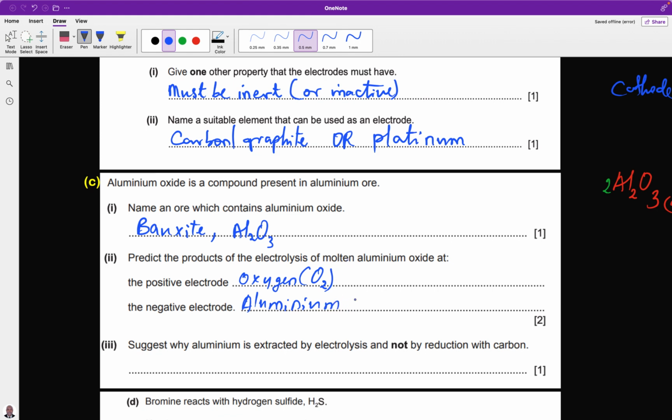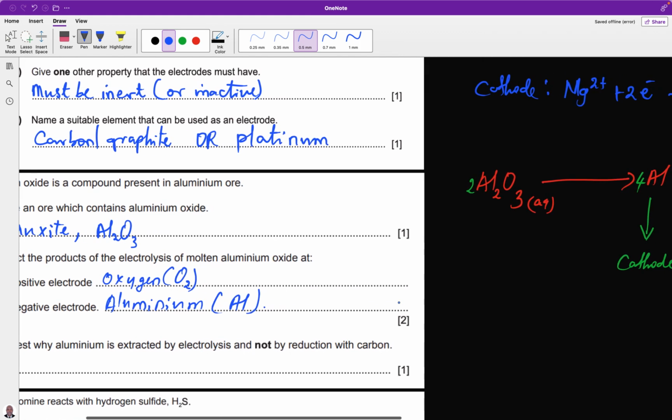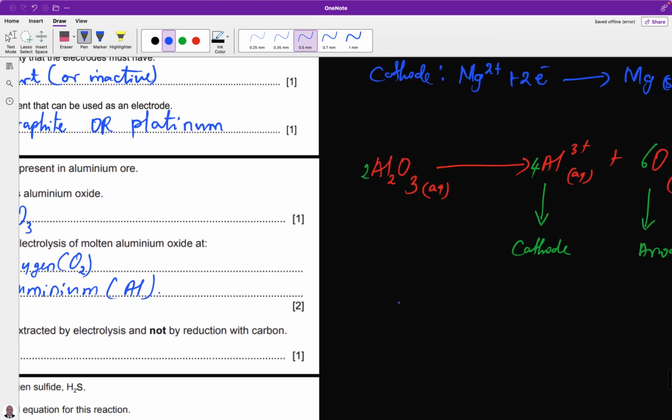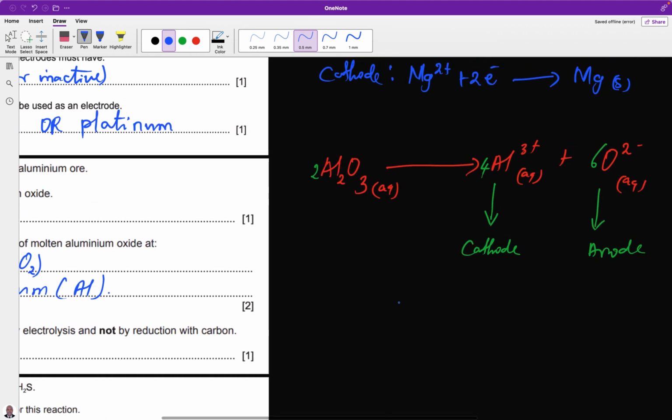Aluminum. Now, it is possible at the cathode we can have this equation. That is why I say at the cathode, the equation at the cathode will be aluminum 3 plus, plus 3 electrons to give the aluminum solid.